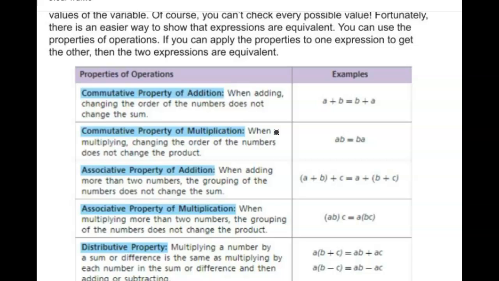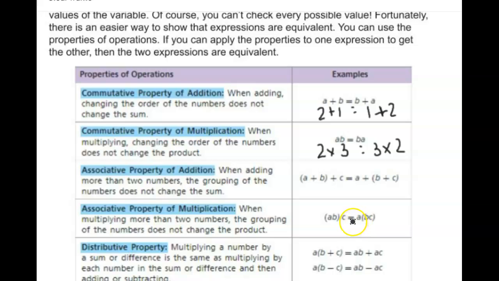So we have several properties here. We have the commutative property, the associative property, and the distributive property. The commutative property, you can do this with both addition and multiplication. It just means that if I have 2 plus 1, I can flip my numbers around, and it's the same thing. If I'm multiplying, I can flip my numbers around, and it's the same thing.